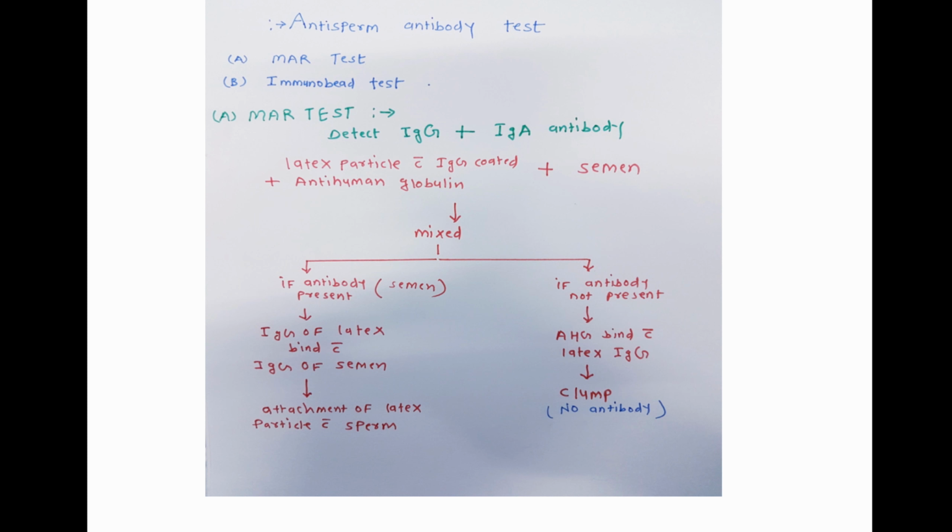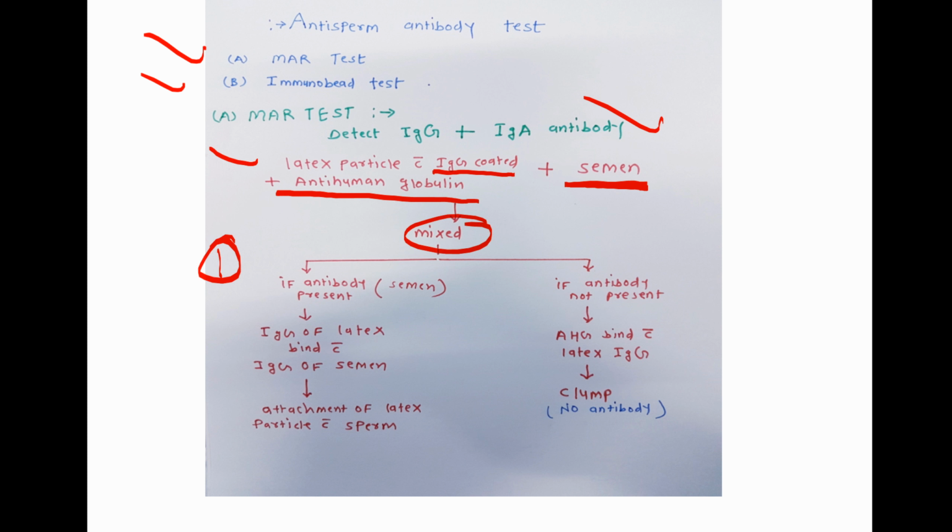So what is the basic concept for anti-sperm antibodies? There are two tests, the MAR test and the immunobead test. These generally detect anti-sperm antibodies. Generally, anti-sperm antibodies are IgG or IgA type. So we put latex particles which are already coated with IgG antibodies. We mix anti-human globulin, which combines the two antibodies. Now we put in the patient's semen. So there are two possibilities: first, the patient's semen has antibodies, and second, the semen does not have antibodies.